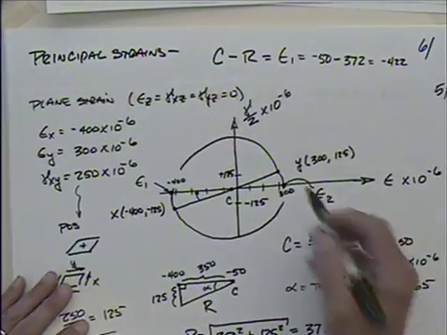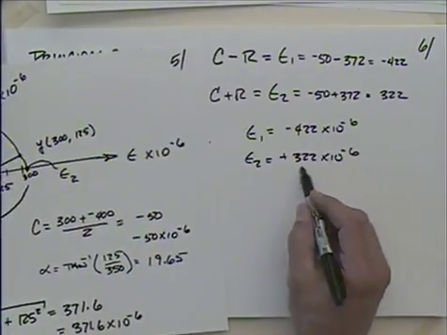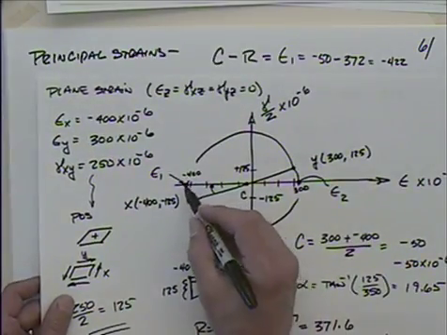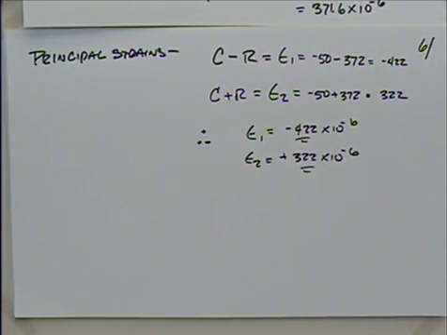Which hopefully makes sense. We would expect this number to be something larger than 300. 322 fits the bill on this. We'd expect this number here to be something smaller than minus 400. Minus 422 seems to work out on that. Okay.